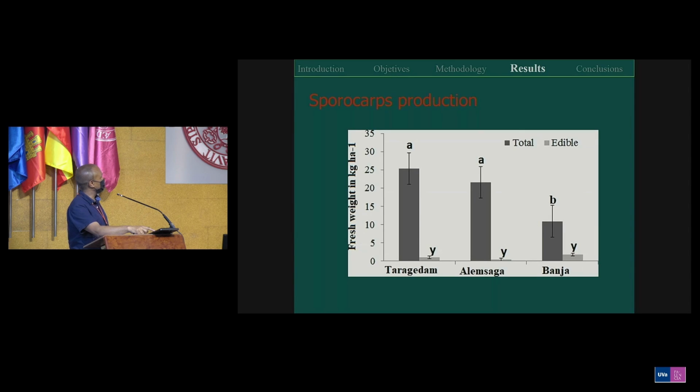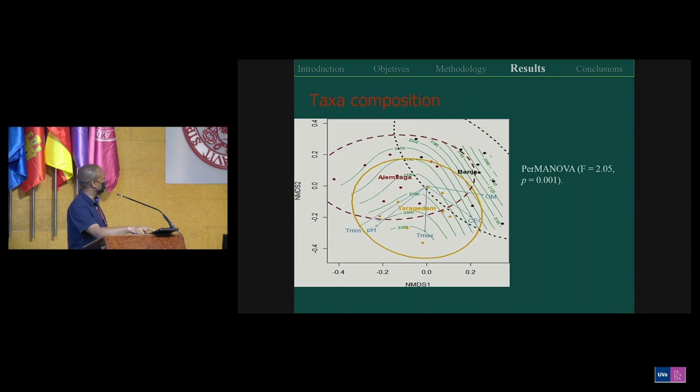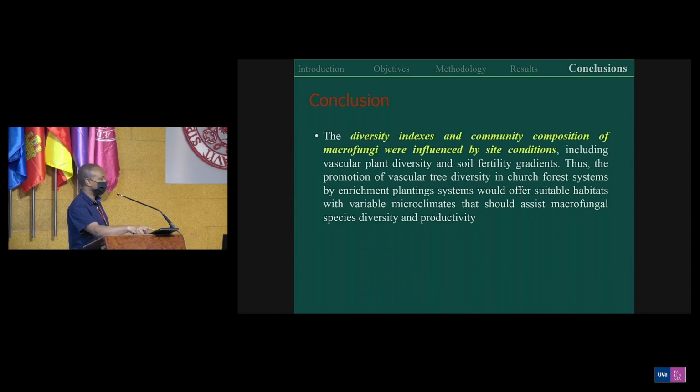And also we assessed the sporocarp production in each forest, and we found some differences, as you can see from the pictures. And also from the taxa composition, we found that organic matter, CEC, and pH are the edaphic factors that govern the taxa composition in these church forests.